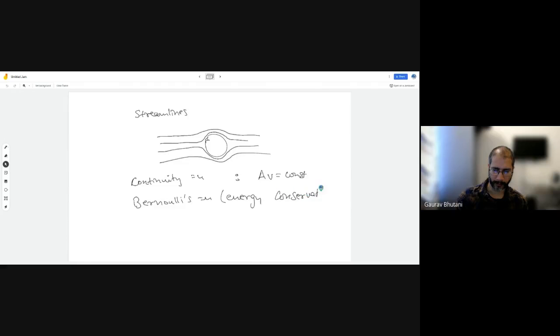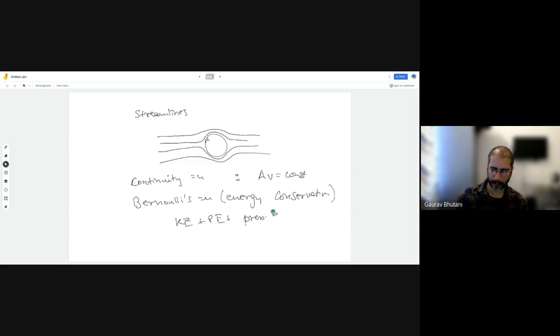So Bernoulli's equation, if you remember, is nothing but energy conservation. So it's just a total energy that is conserved. Of course, we're talking about fluids which are inviscid. There's no viscosity in the fluid. And so ideal fluids is what we're talking about. So the sum of kinetic energy, potential energy, and pressure energy is constant.